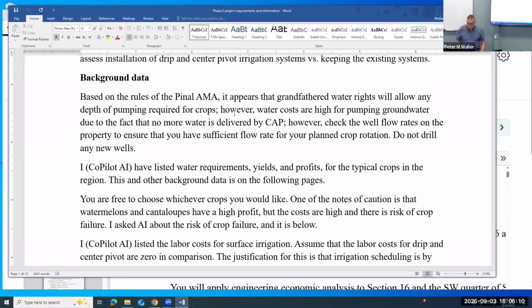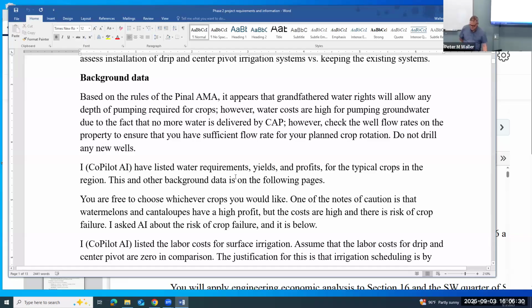And as we saw in the map, it looks like all this ground is in alfalfa, and it's flood irrigated. So I think their grandfathered water rights are probably about 6 feet per year, because that's how much flood irrigation is required to grow alfalfa.